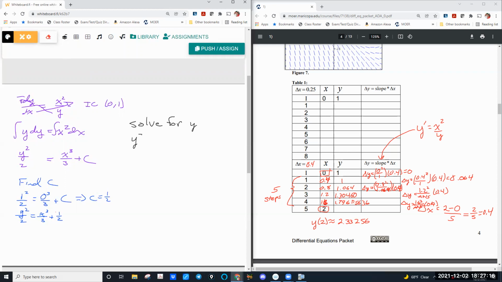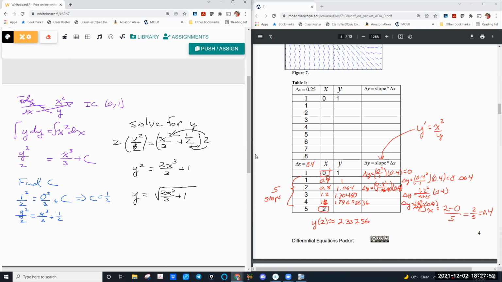All right, well, we have y squared over 2 equals x cubed over 3 plus 1/2. Clearly we need to multiply both sides by 2 to get rid of that 2. So we're going to end up with y squared equals 2x cubed over 3, distributing, plus 1. And lastly, y equals the square root of 2x cubed over 3 plus 1.